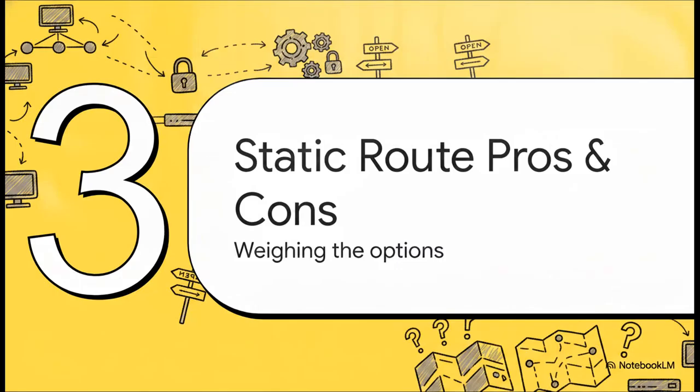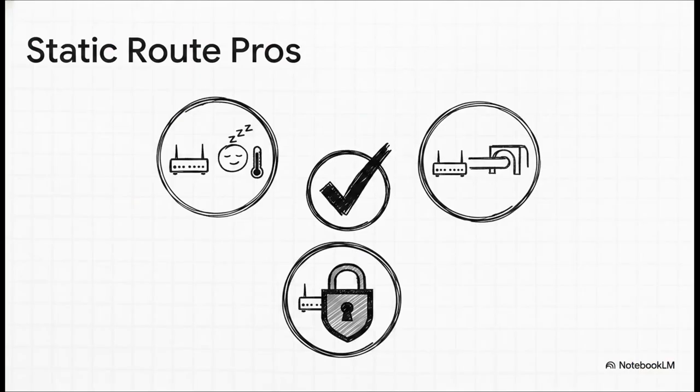Which brings us to Section 3, Static Routing Pros and Cons. So, you might be wondering, if static routes are this straightforward and highly trusted, why aren't we just using them for absolutely everything? Well, in small static networks or in highly controlled lab environments, they actually are fantastic. They put zero overhead on the router's CPU, they don't chew up precious bandwidth chatting with other routers, and they are incredibly secure. I mean, the data only goes exactly where you, the admin, explicitly tell it to go.